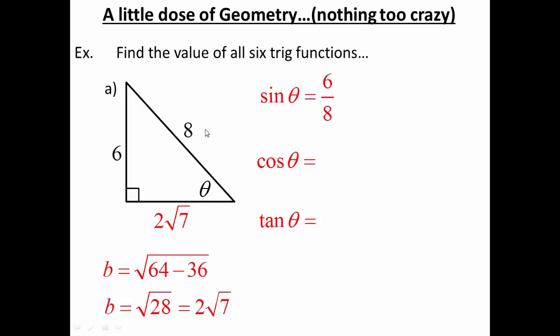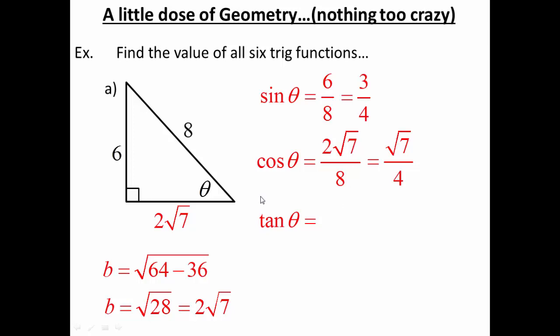If you want to, you can reduce it to 3 over 4. I am not requiring you to reduce it to 3 over 4, but of course you need to know that it's equivalent to 3 over 4. Cosine is adjacent over hypotenuse, so adjacent would be 2 root 7 over hypotenuse 8. 2 root 7 over 8. There is the ratio. That is your answer, but of course you could simplify it to root 7 over 4.